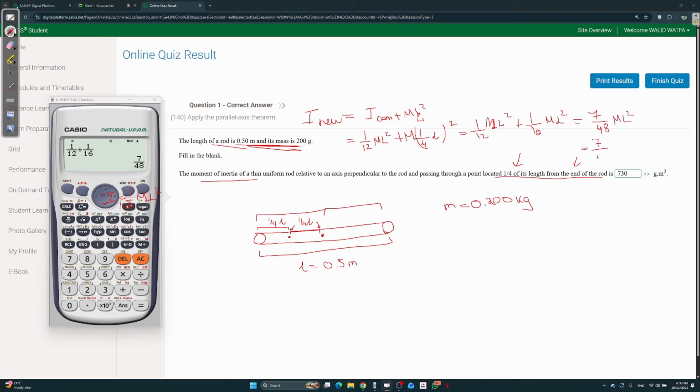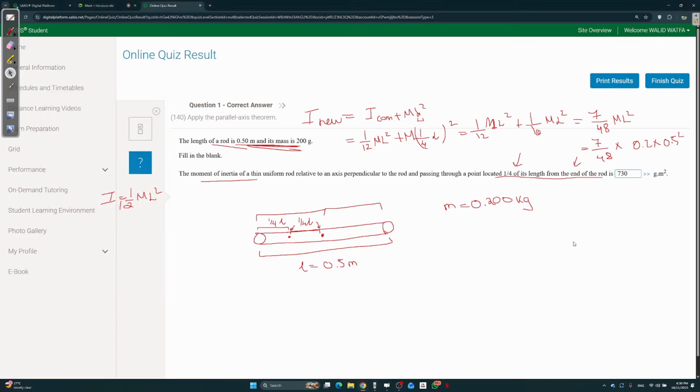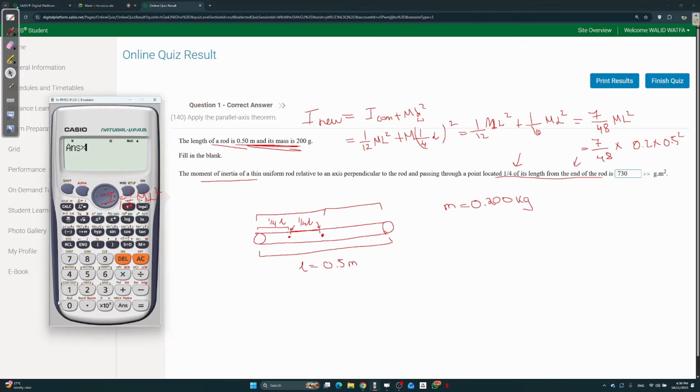Let's see. 7 over 48 times the mass, 0.2, times L squared, 0.5 squared. Let's see what we get. We get this. Now this is obviously in kilogram meter squared. They want it in gram meter squared. So what do you do? You multiply by 1,000, and you get 7 point.